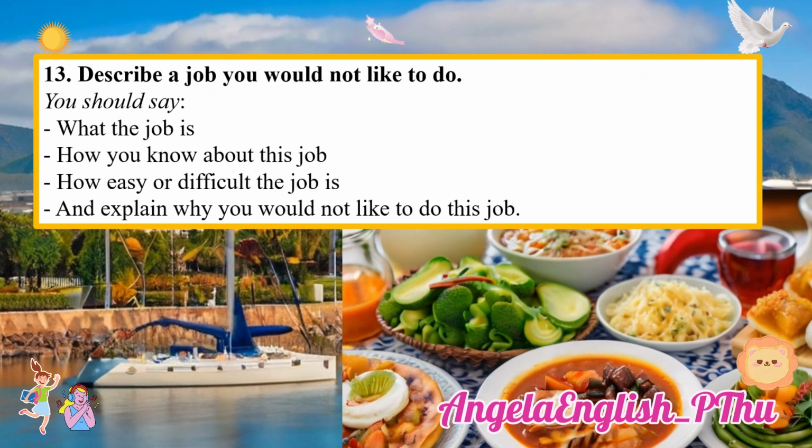13. Describe a job you would not like to do. You should say what the job is, how you know about this job, how easy or difficult the job is, and explain why you would not like to do this job.